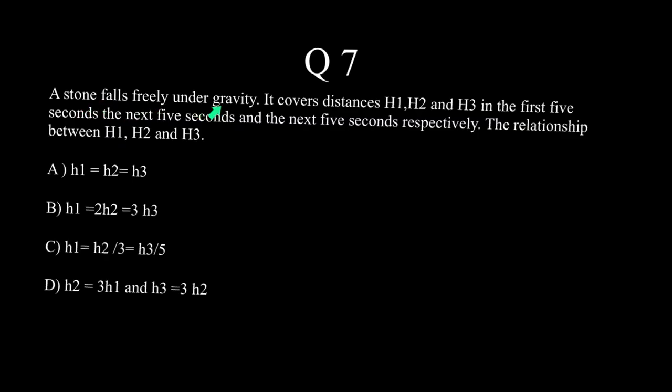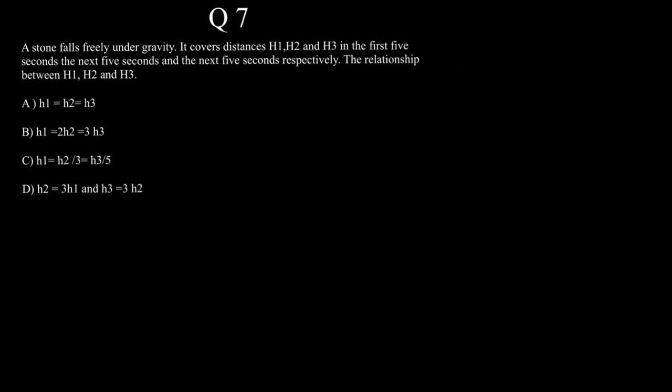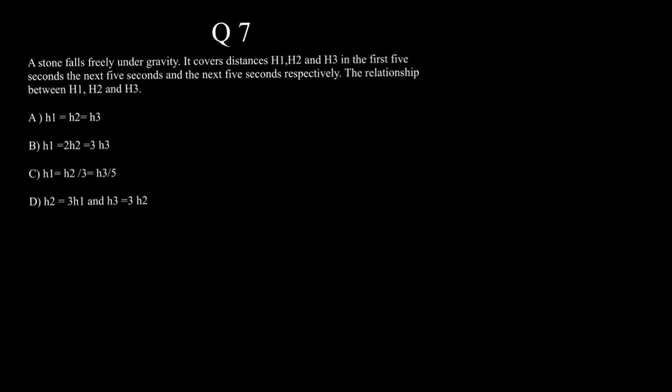A stone falls freely under gravity. It covers distances h1, h2 and h3 in the first 5 seconds, the next 5 seconds and the next 5 seconds respectively. The relationship between h1, h2 and h3 are. Okay, almost a very similar question. So if we try to understand, let us not skip the explanation. Let us consider that as a fresh question.